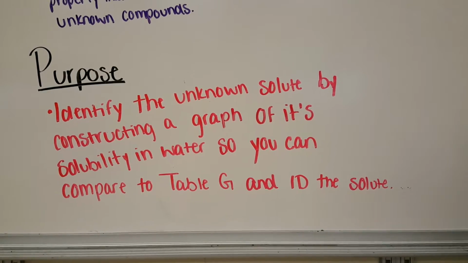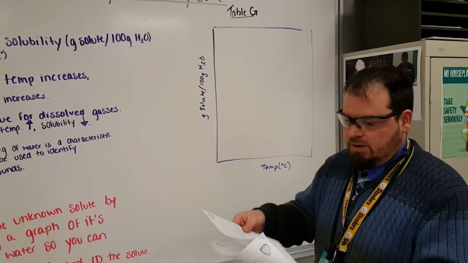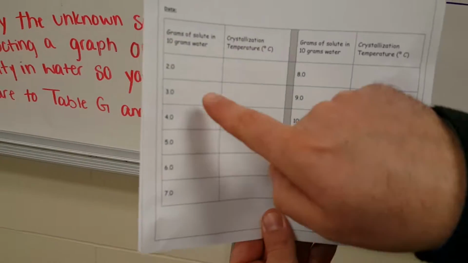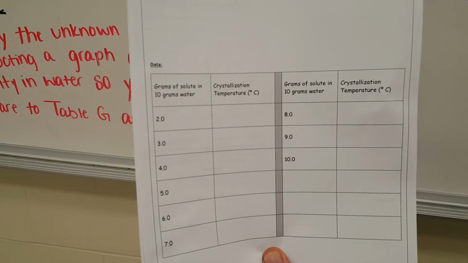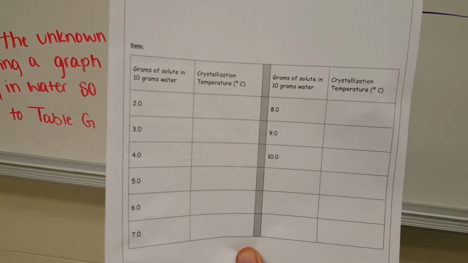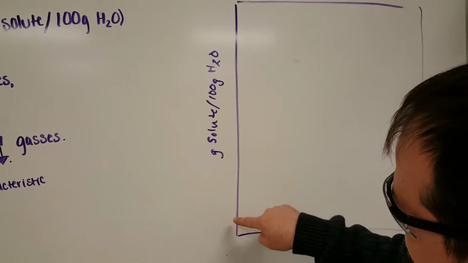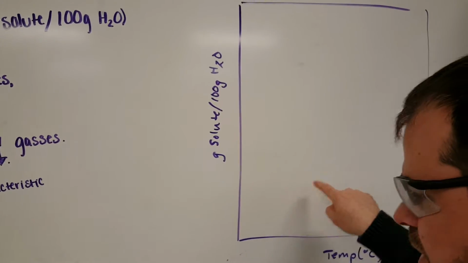What you're going to end up doing is, let's show real quick, that's a data chart. We actually made this one for you this time. There are 2, 3, 4, 5, up to 10 grams of solute in water in each vial. You record the grams and the temperature at which it dissolved, and you're going to plot this out.